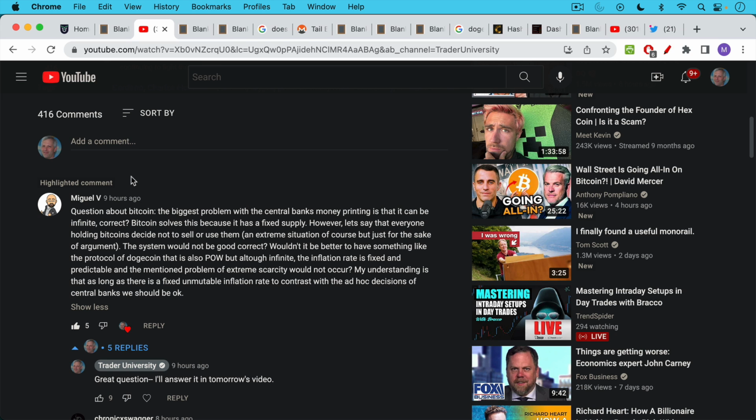If there was this complete 100% hoarding, wouldn't it be better to have something like the protocol of Dogecoin that is also proof of work, but although infinite, the inflation rate is fixed and predictable, and the mentioned problem of extreme scarcity would not occur? My understanding is that as long as there is a fixed, immutable inflation rate to contrast with the ad hoc decisions of the central banks, we should be okay.